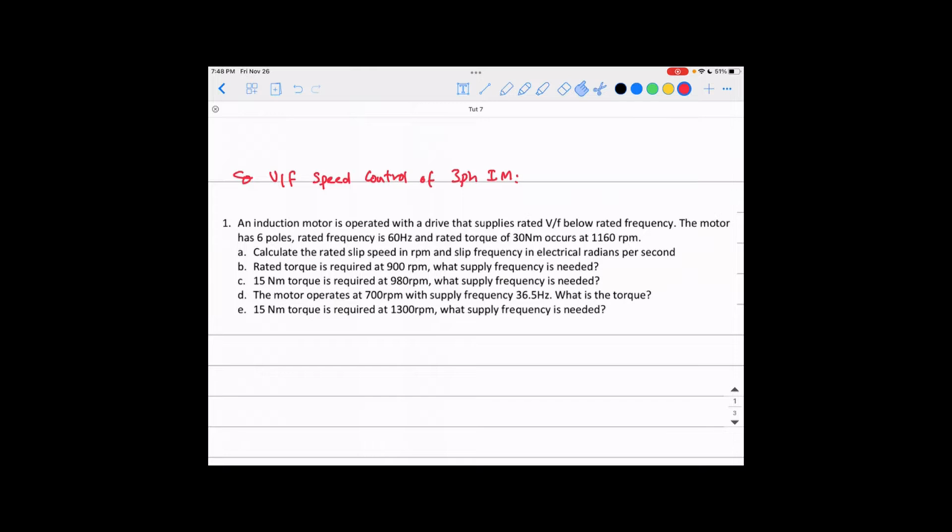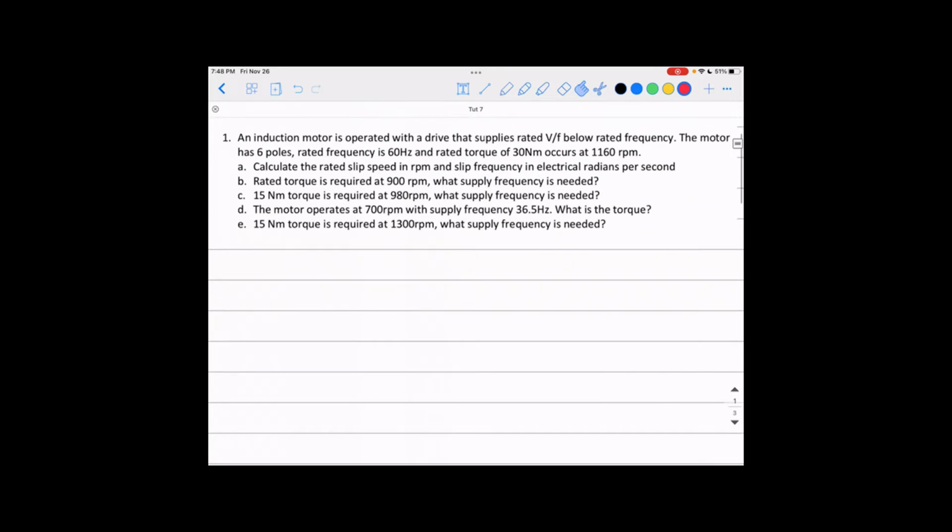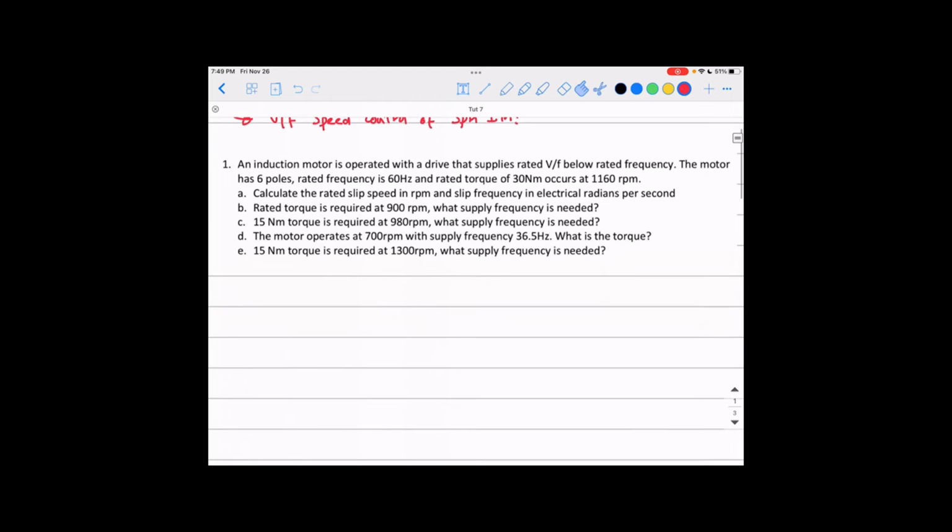And we need to dig more about it and solve a couple of problems to try to understand how this actually works. So here's our first problem. I can't stress it more: if you didn't have time to look at the lecture talking about the V over F speed control, you definitely need to go back, and even revise it before jumping into this tutorial. It will be much help for you, because I will not re-derive all the equations and all the stuff we have already covered in the lecture.